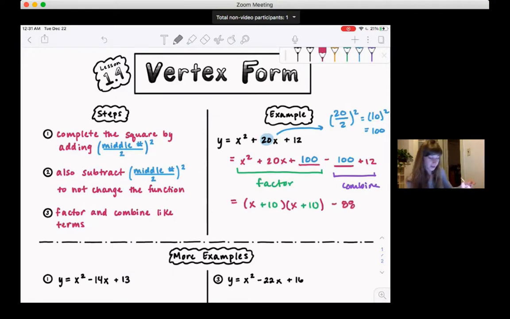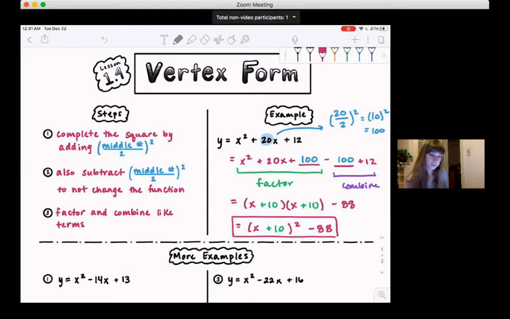Okay, and then the last step is recognizing that we have x plus 10 times itself. That's equal to x plus 10 all squared, because squaring means multiply by itself. So if you have x plus 10 times itself, that's x plus 10 squared. And then we have minus 88. And now we are in vertex form.